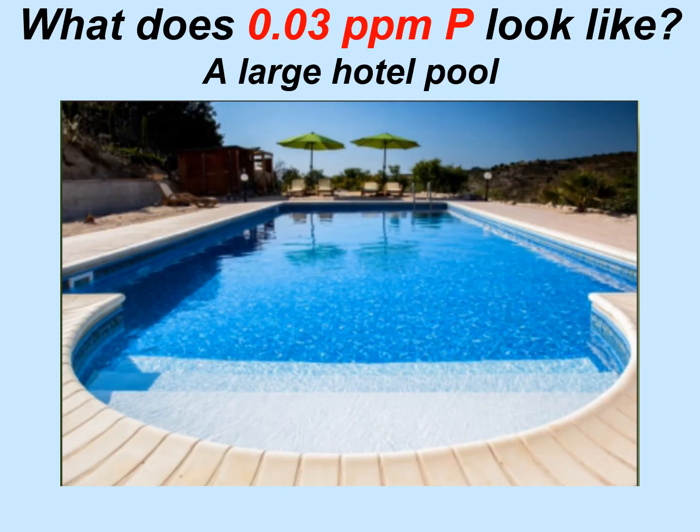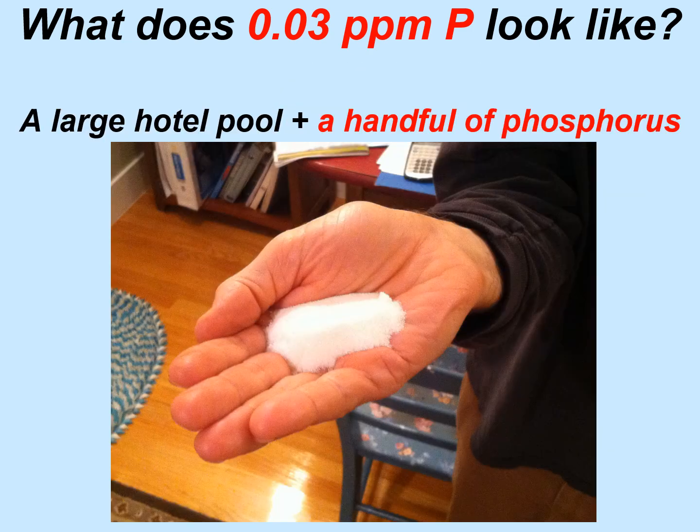And so if we talk about the quantity of phosphorus that can start causing problems associated with eutrophication, it's a really small quantity. So here you can see in red 0.03 parts per million. So what is 0.03 parts per million? It's the amount of phosphorus that I have in the palm of my hand, basically here, added to a large hotel swimming pool. So not a very high concentration of phosphorus can lead to a eutrophic water system.